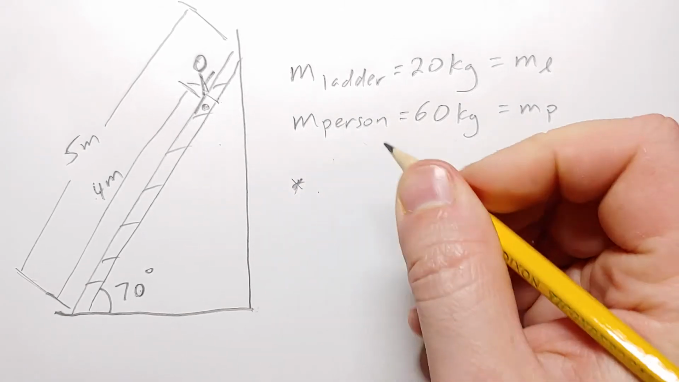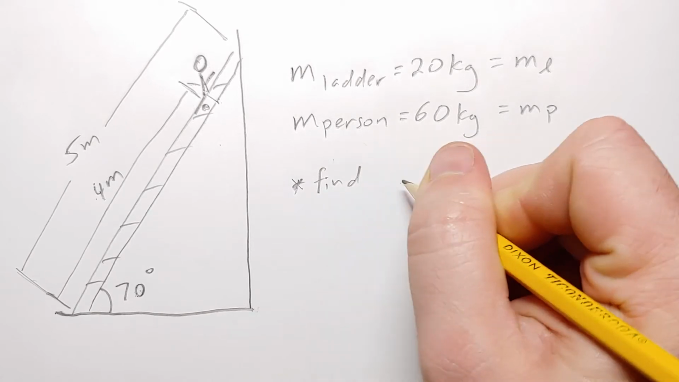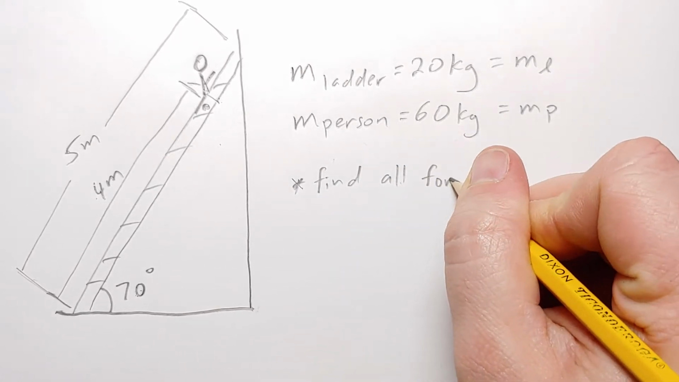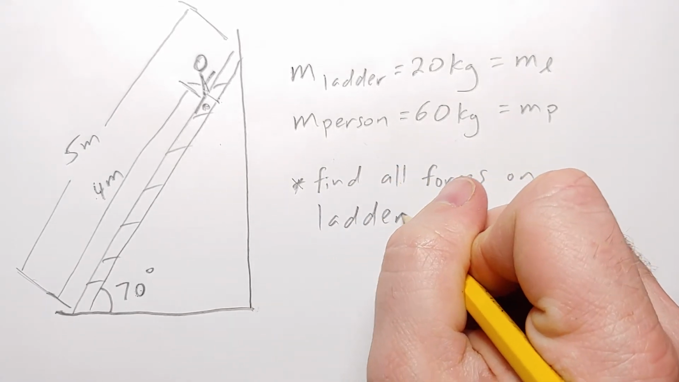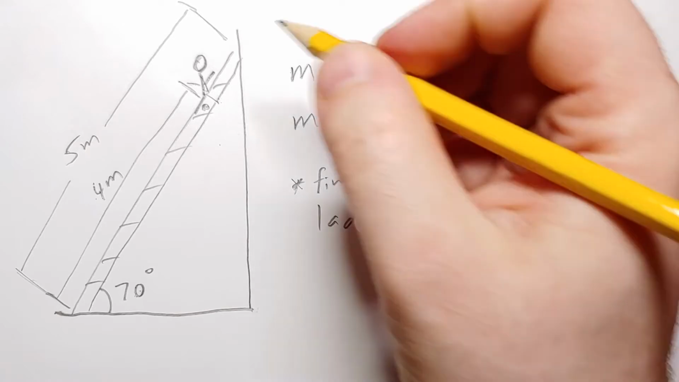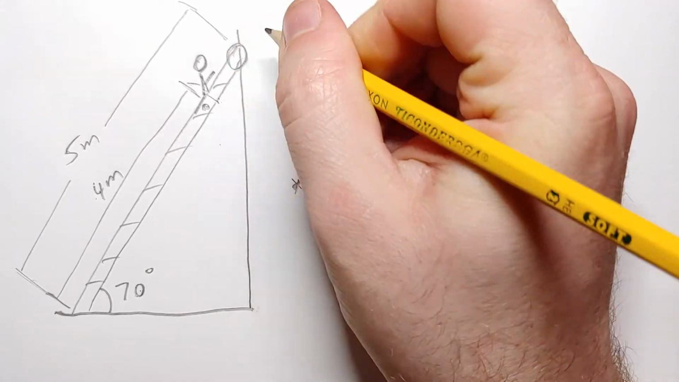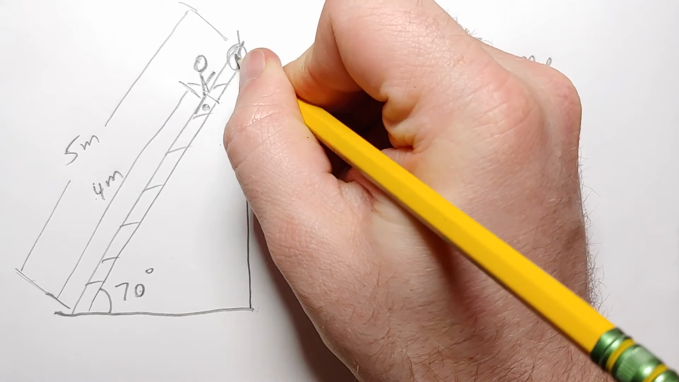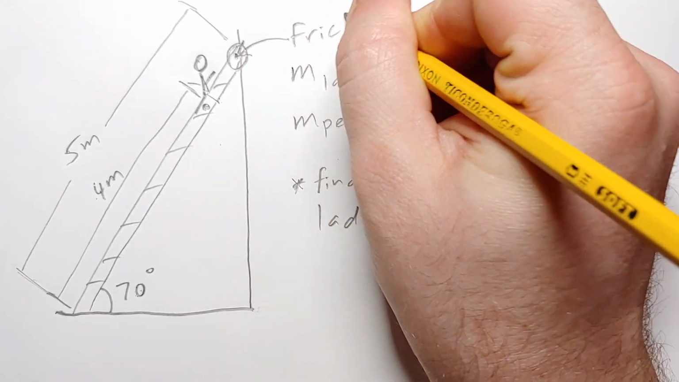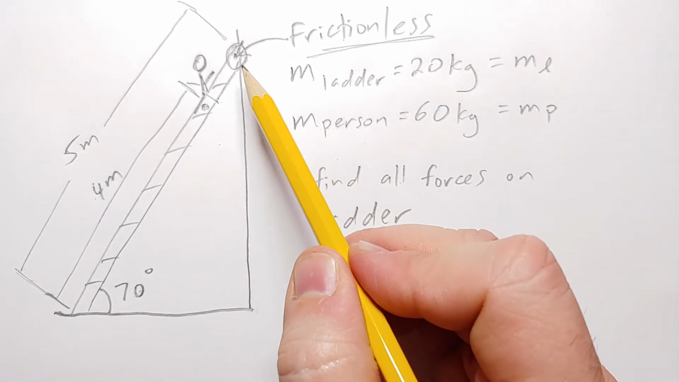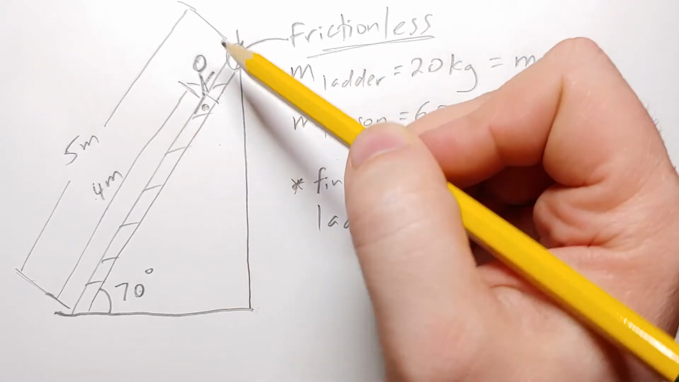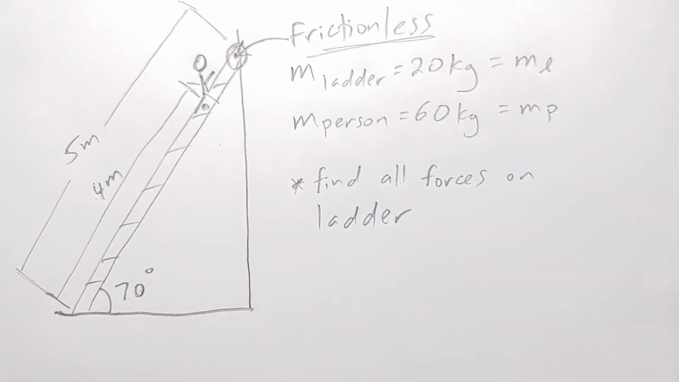And what we want to do is a couple things. We want to figure out all the forces on the ladder, making one assumption that this contact point up here is frictionless. That doesn't mean the wall can't be pushing on the ladder, but there's not going to be any up or down pulling force from friction. But otherwise, we can have friction down here, and certainly the ground can push up on the ladder, and the wall can push in on the ladder.